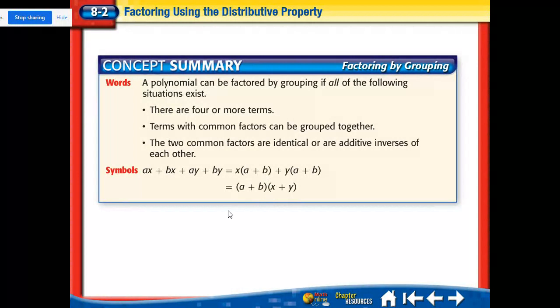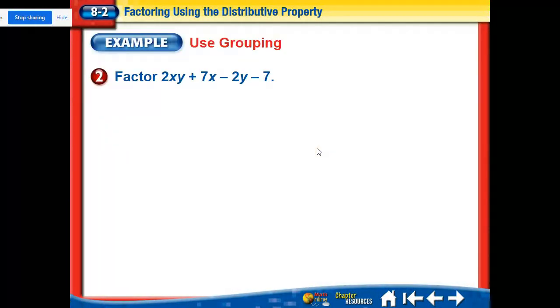All right, factoring by grouping. This is when we have 4 or more. When there are 4 or more terms, terms with common factors can be grouped together. And then when you do that, we should have identical values left over. So let's show you what I mean. We have 4 terms here. So the way that we go ahead, what we do is we group them off. We group the first 2 together and the second 2 together.